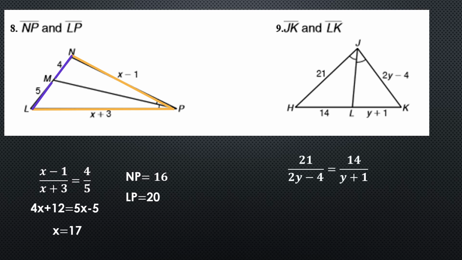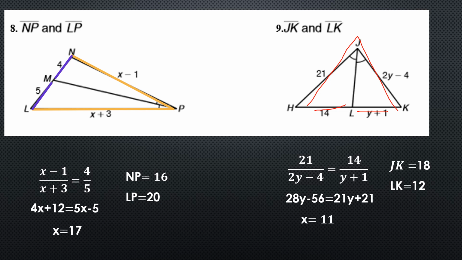And the last one, number 9, is the same exact thing. Make sure that you have your proportional parts. There's our angle bisector. So 4 and y plus 1 will be proportional, and 21 and 2y minus 4 will be proportional. So you set that up, you cross multiply, you solve for that y, and then you plug it back in. And then those are your two answers.